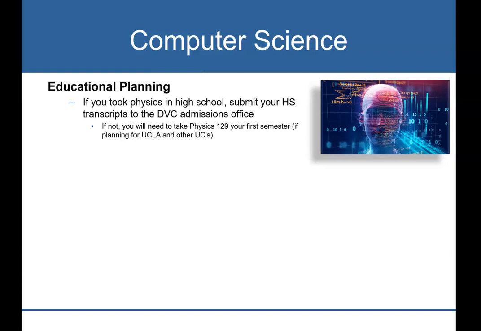If you took physics in high school and you passed with a C or better, get those transcripts in, get confirmation that you will not need it, and then you'll be able to start with Physics 130 in your second semester. You can't start with it in the beginning because you have to have Math 192 done and you have to have Math 193 going at the same time that you're taking the Physics 130.